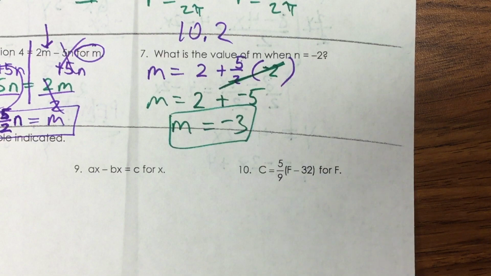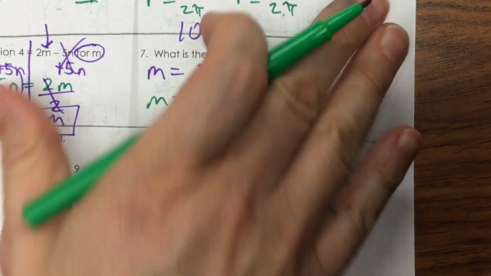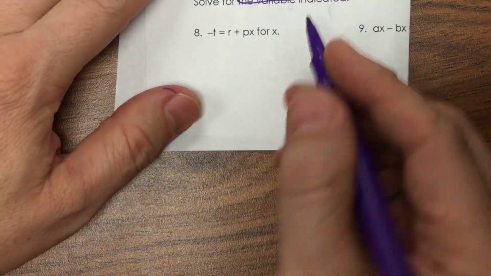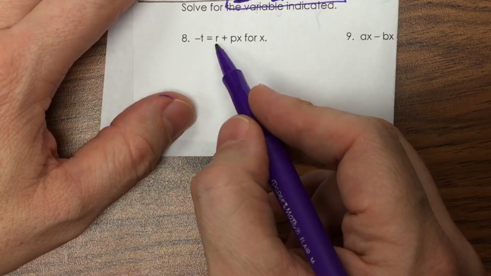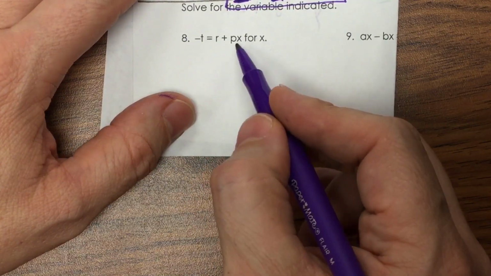All right, let's move to number 8, 9, and 10. We're going to go through these quickly. I know the video is long, but I'm not here in class today, so this is what you get. Okay, we're going to solve this equation: -t equals r plus px for x.